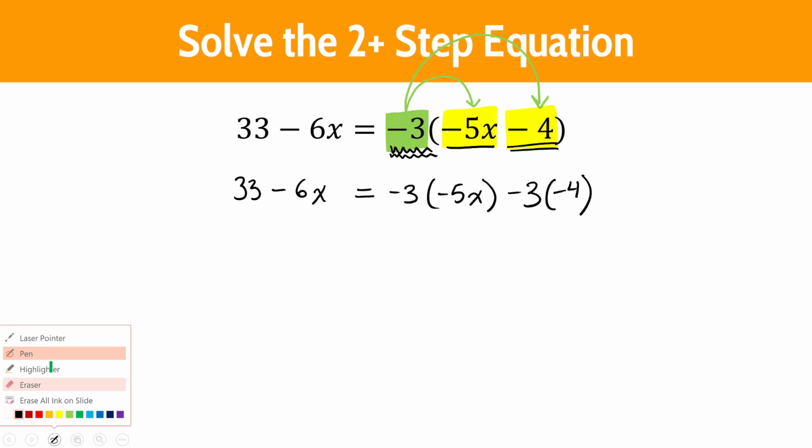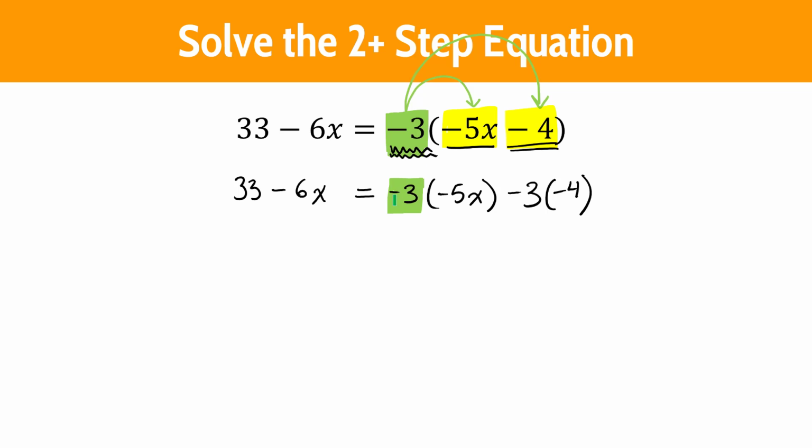I'm going to highlight those numbers just so we know where they came from. Our negative 3 appeared once. It has been sprinkled to the first term and has been sprinkled to the second term. So the negative 3 is copied twice. Then it has been applied to the two terms inside that bracket, negative 5x from our bracket as well as negative 4 from inside that bracket.